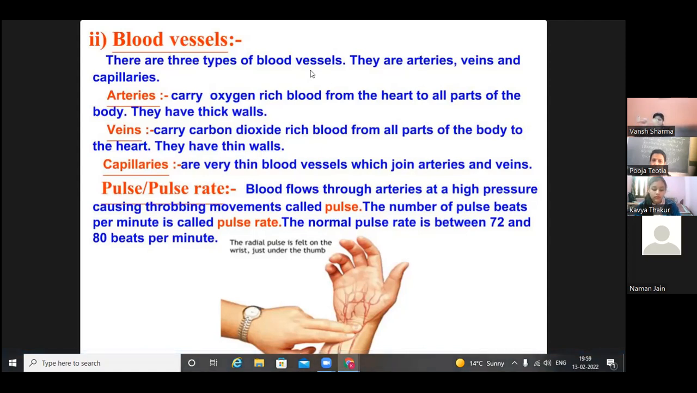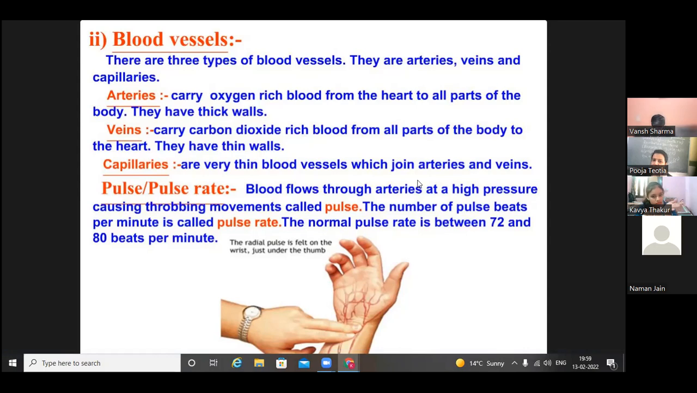Next is the number of beats. Yes, beta, you need to find it out. Do like this, just feel it. You will be feeling it. Maybe once or twice you are not able to find it, so you have to search. See, in the figure also it has been given how you need to search.